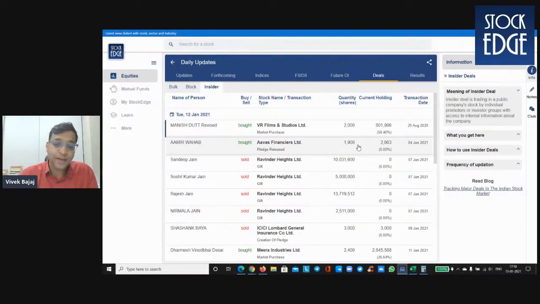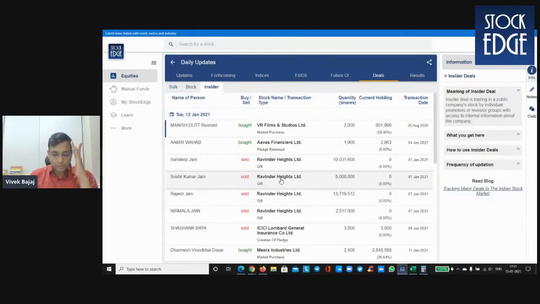So he has released the pledge worth 1900 shares, and his current holding is 2663 shares, which is almost 0% of the paid up capital. Okay, and when was the transaction done? On 4th of January. So, these are the data points which are easily available in StockEdge app.